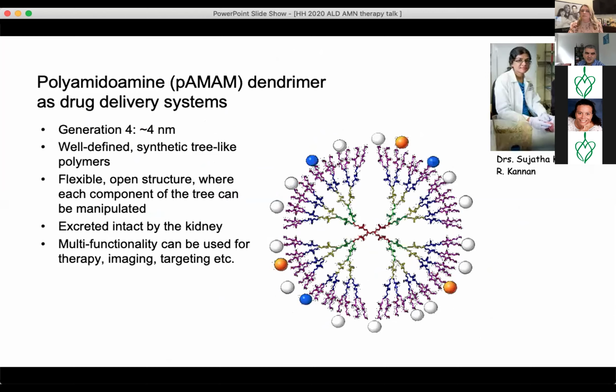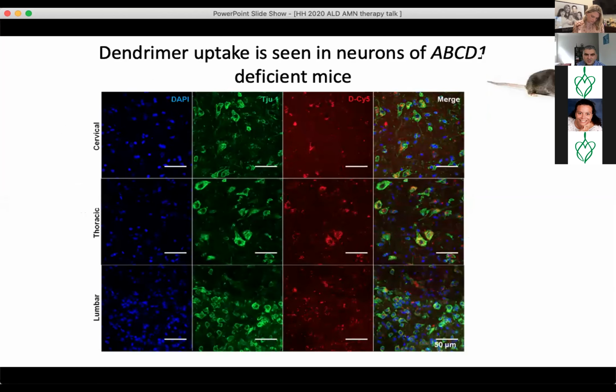These are basically Christmas tree kind of structures that you can put these ornaments of drugs on top, and they seem to be very selectively delivering these drugs into the nervous system. So we have here, for instance, a picture showing that these drugs that are highlighted here in red are taken up by the green cells, which are neurons in the spinal cord of a mouse with ALD.